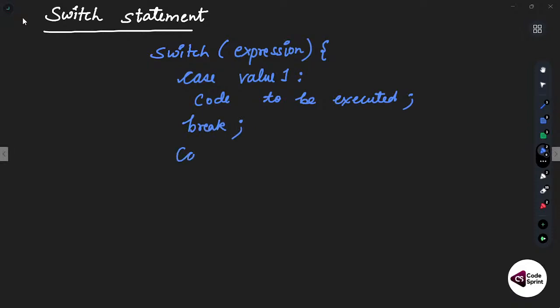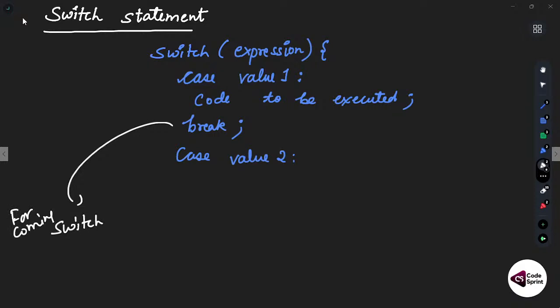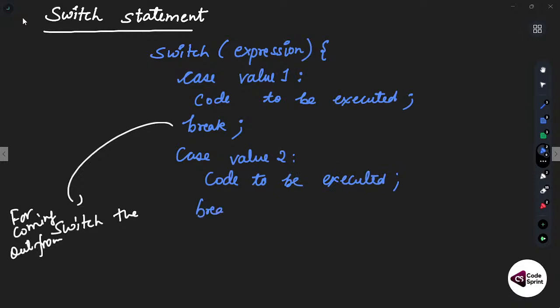In the same way, we are going to use case value 2. And why are we using break? To come out from the switch statement, for coming out from the switch operator. Now again we provide code to be executed, and at last we have break, and so on.